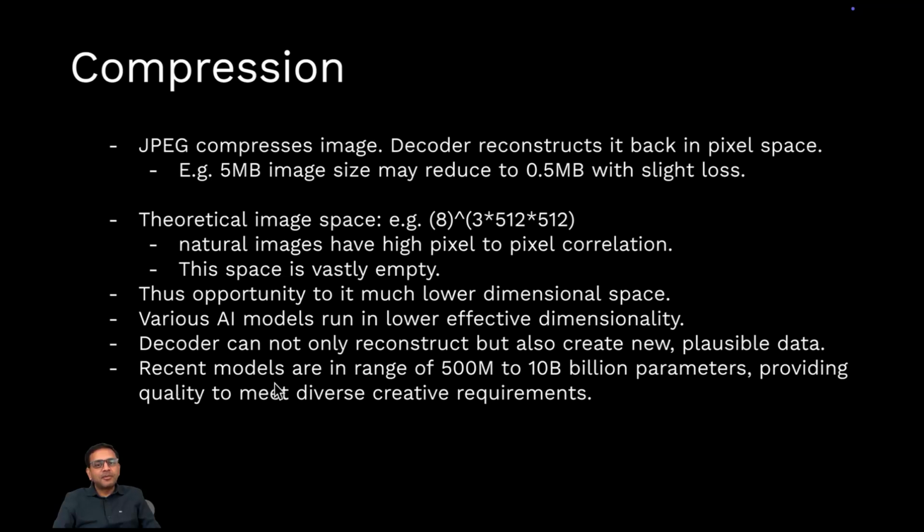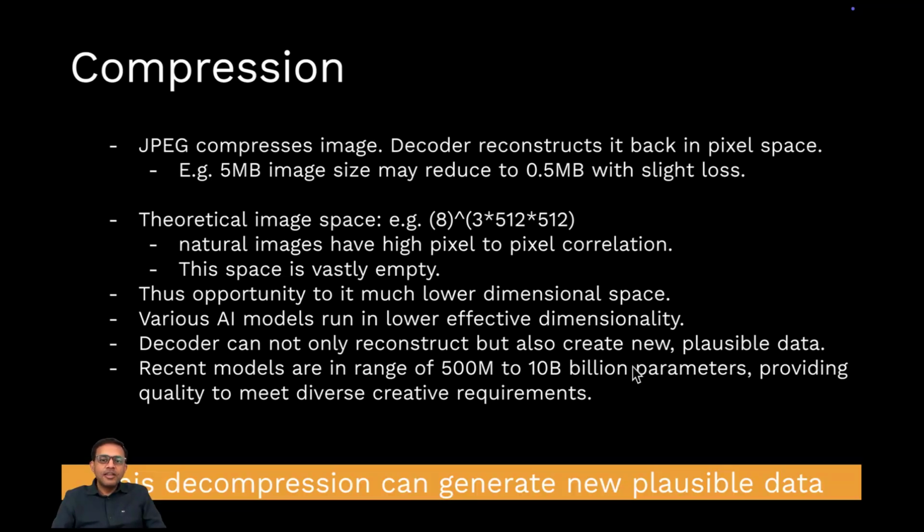Now, the recent models are in the range of 500 million to 10 billion parameters. Assuming each is FP16 data type, that's 10 billion times 2 bytes, so that much worth of data is the model size. But this model, along with some computation every time, is able to generate megabytes and terabytes of image data. That's the compression you can view it as. This decompression is generating plausible data.